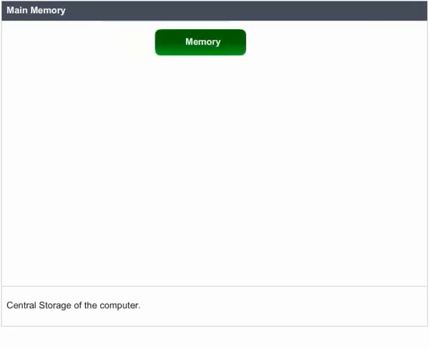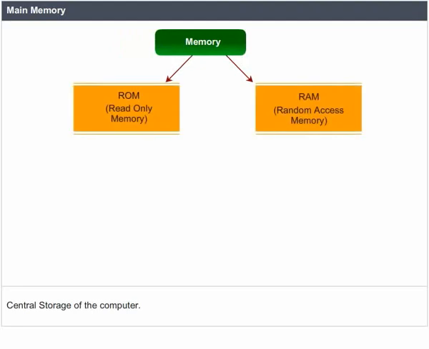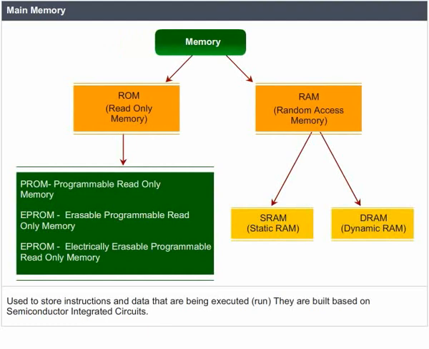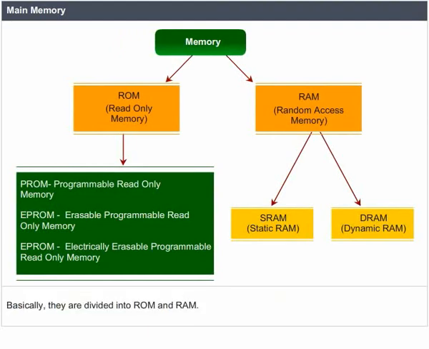Main memory, central storage of the computer, used to store instructions and data that are being executed, run. They are built based on semiconductor integrated circuits. Basically, they are divided into ROM and RAM.